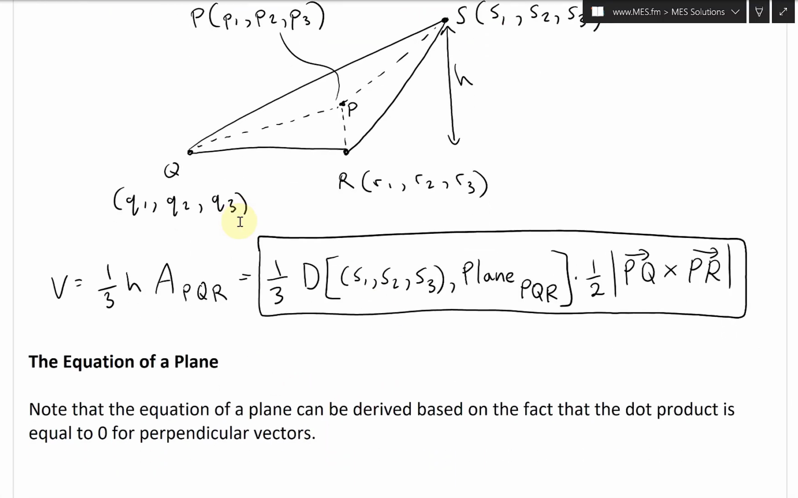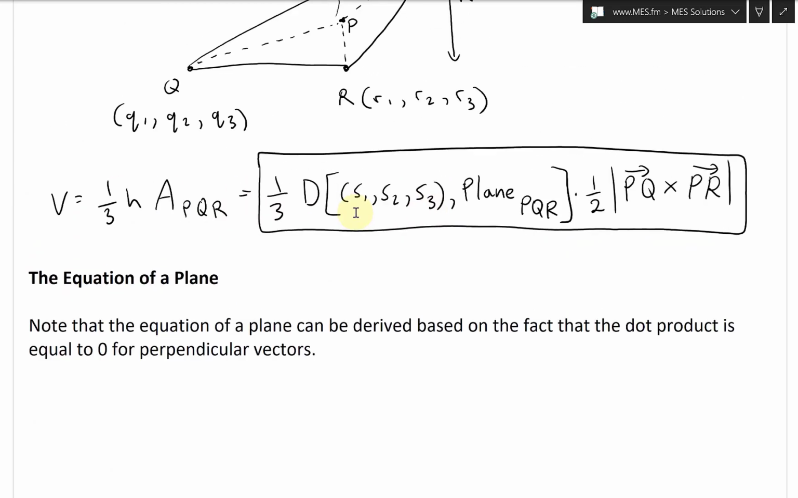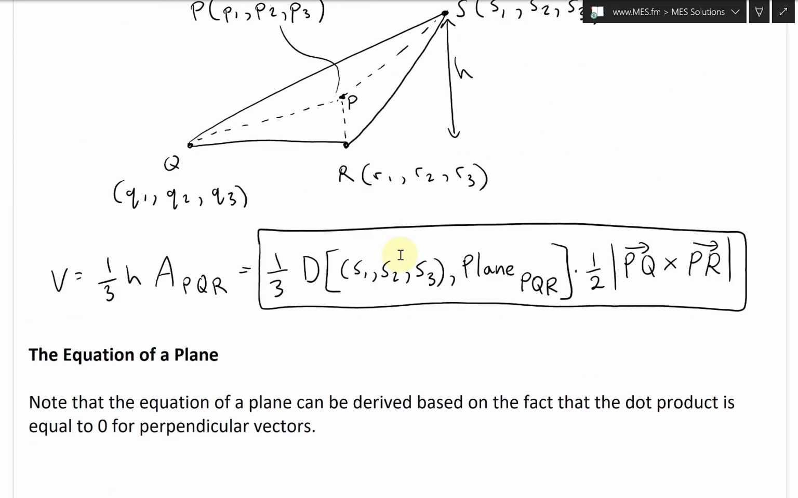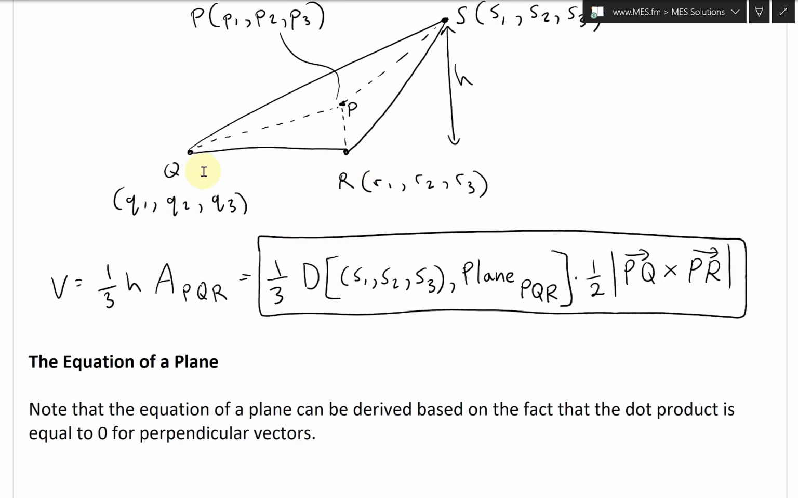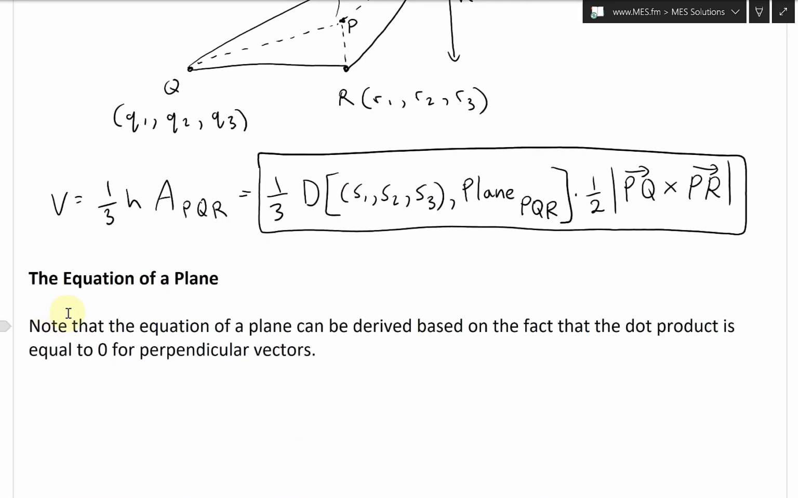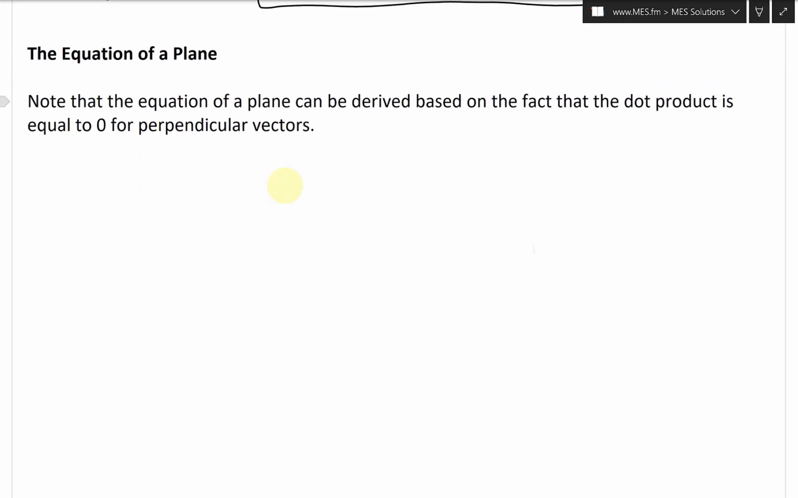All right, now that we have this, let's keep going further, and we're going to look at the equation of a plane, because here we have the distance from this point S to the plane PQR, or the plane that contains this triangle PQR. So let's write the equation of a plane. Note that the equation of a plane can be derived based on the fact that the dot product is equal to 0 for perpendicular vectors. I haven't covered the equation of a plane before, so it's a good time to start now.